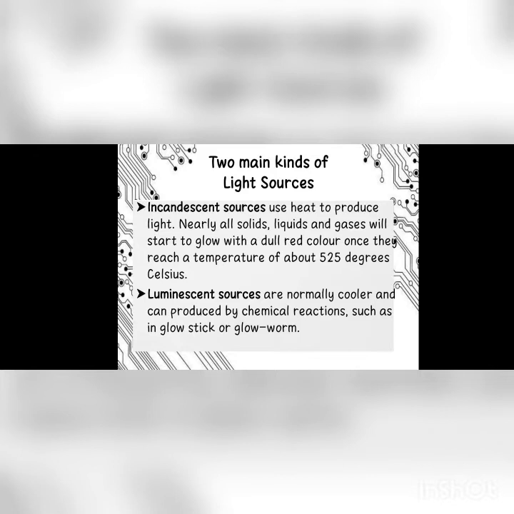Nearly all solids, liquids, and gases will start to glow with a dull red color once they reach a temperature of about 525 degrees Celsius. The next one is the luminescent sources, which are normally cooler and can produce biochemical reactions such as in a glow stick or glowworm.